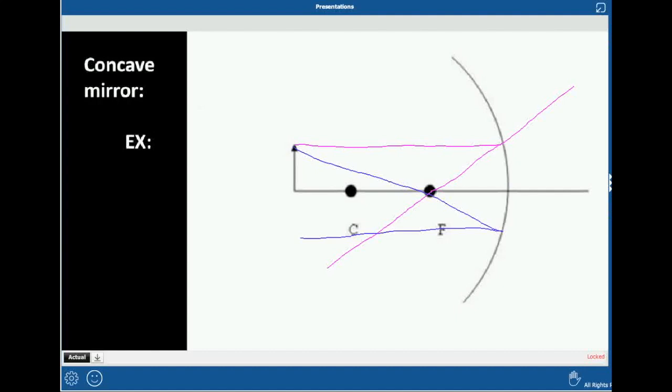Now let's do one more. You really only need to do 2, but we'll do 3 just for the fun of it. I can see right now that they might not match up. Basically, the third one is just a straight line through the center of curvature. Really, all 3 of these should meet in the same spot. This one didn't.